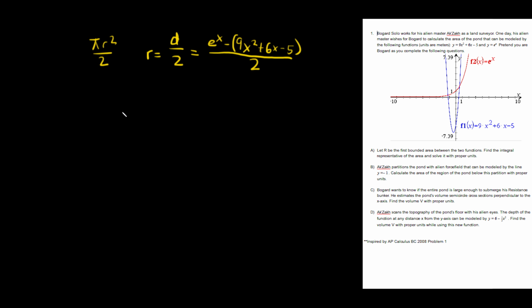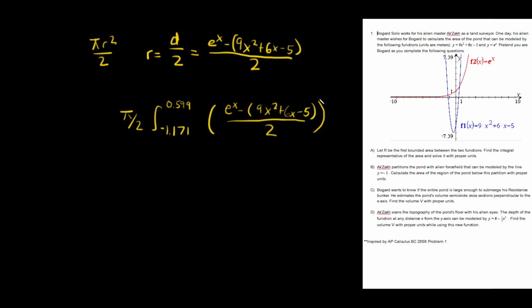And so we want to find the semicircle cross section. We multiply by pi over 2 times the integral from the lower bound to the upper bound of the radius squared. So we write down the radius, all over 2, squared dx. That should give us the volume, which is approximately 16.777 meters cubed, which is not enough to submerge the bunker.